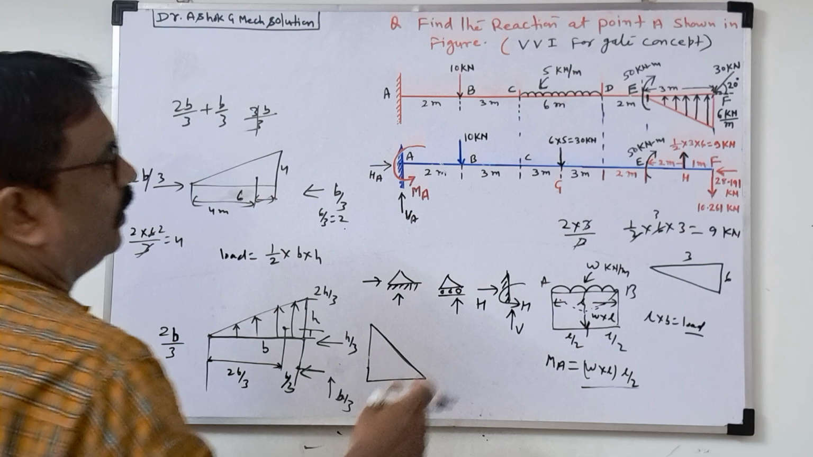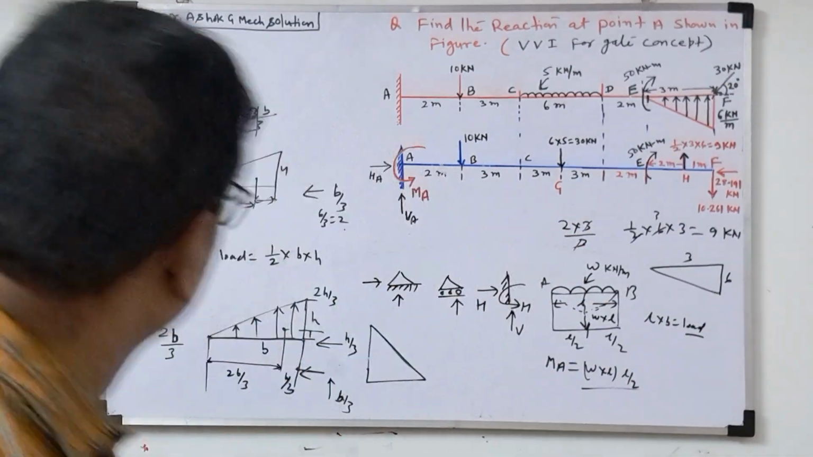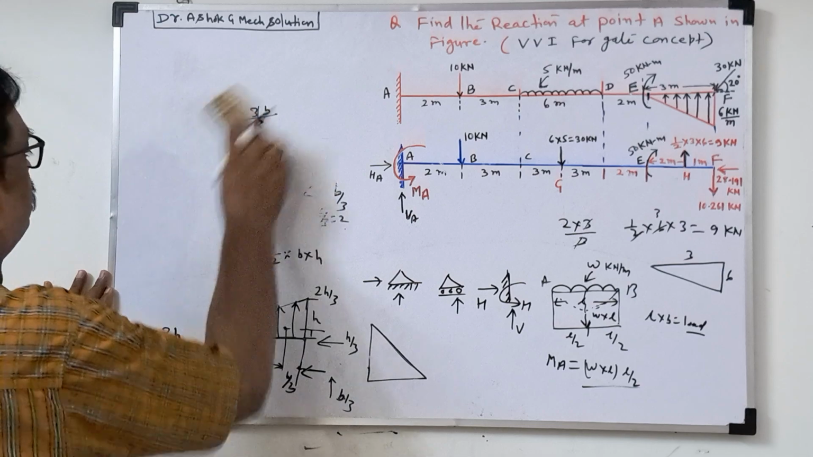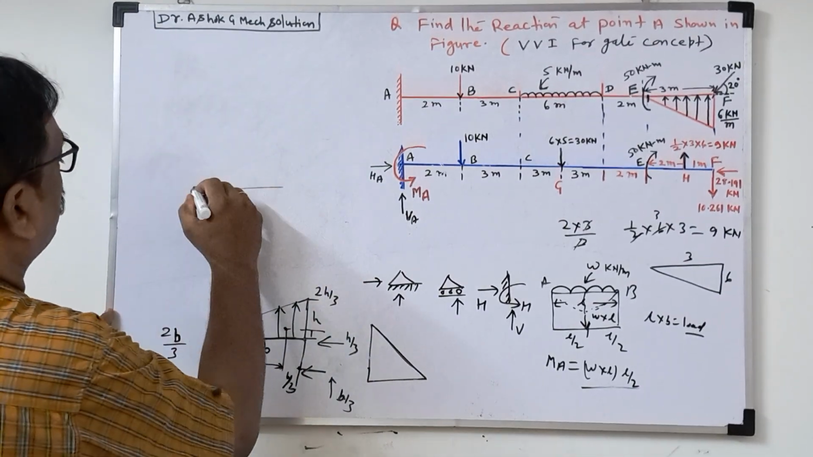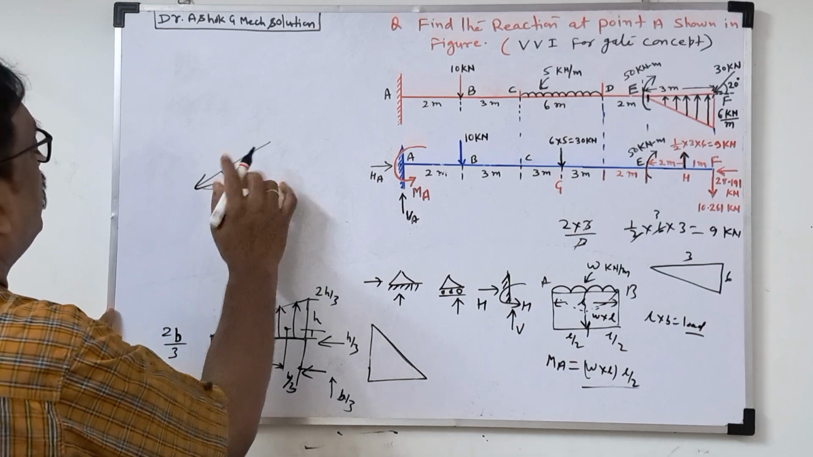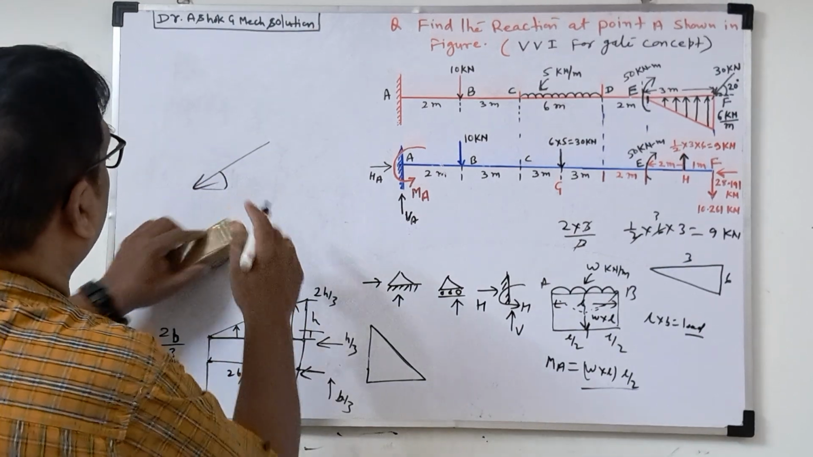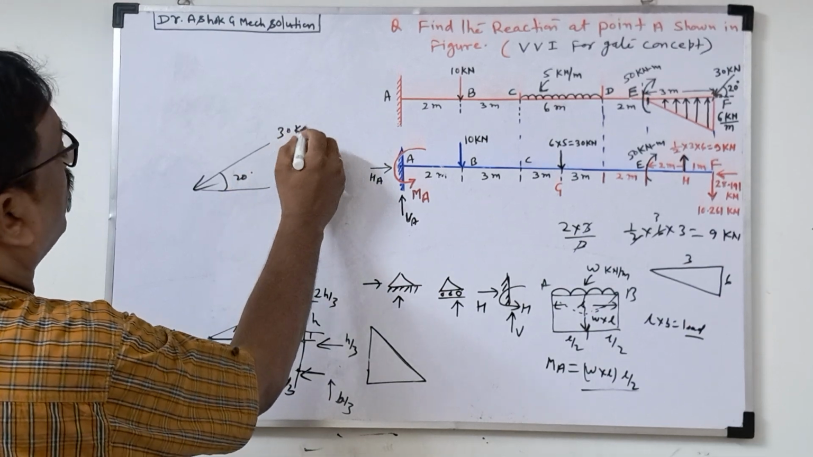Now one more is there, inclined, so that also will be explained here. So inclined force will be there. See here, like this will be there. This also we have to resolve. This is given 20 degree. This is 30 kilonewton load.